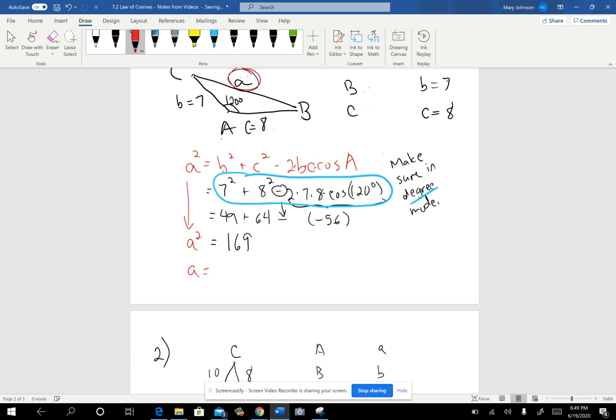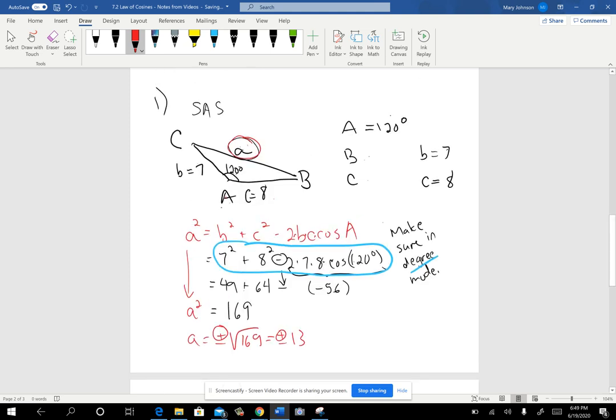So I need to take the square root. There's two square roots, but only the positive one makes sense in this context, since it's the length of the side of a triangle. So that turns out to be 13. So A is going to be 13, side A. All right, so I just found that.